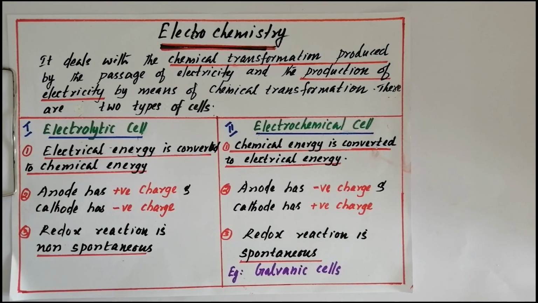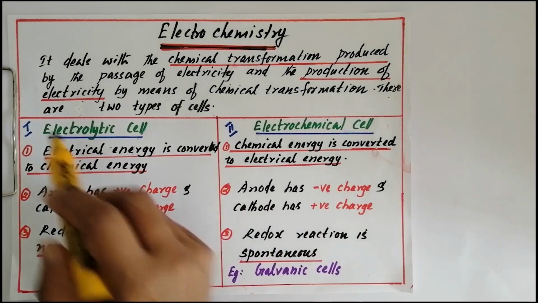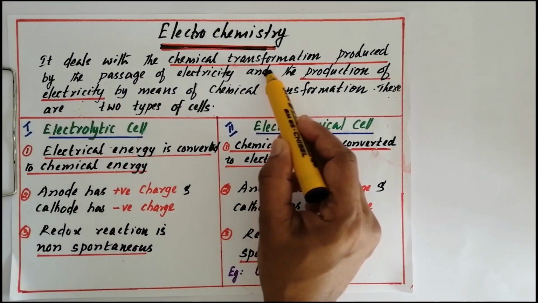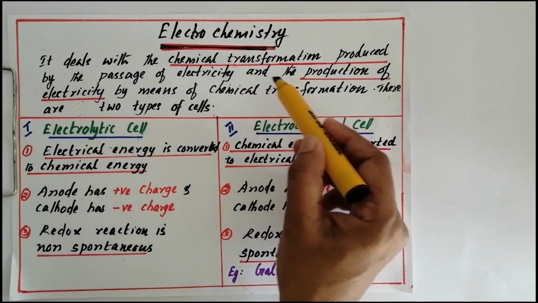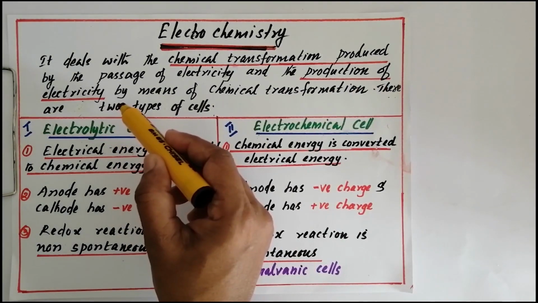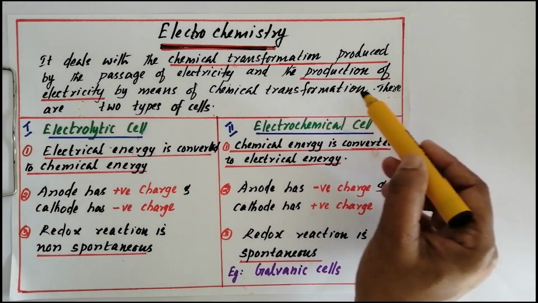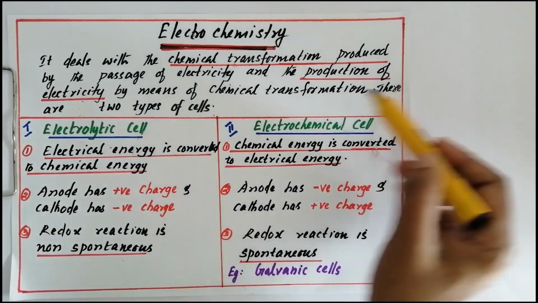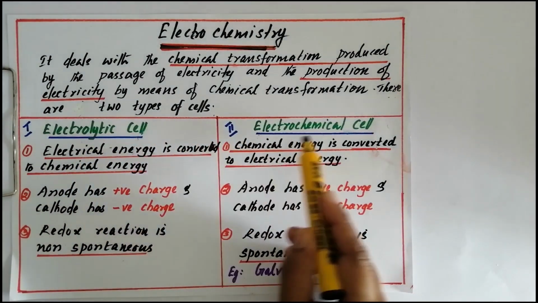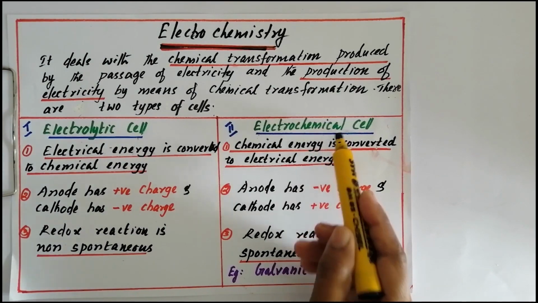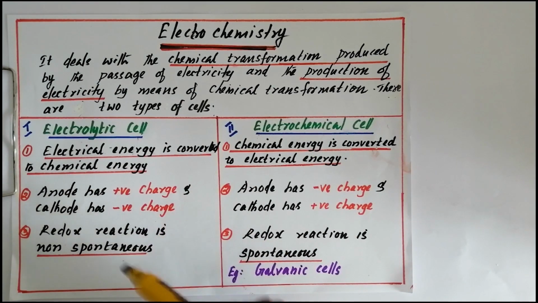In this session, I am discussing the chapter Electrochemistry. Electrochemistry deals with the chemical transformation produced by the passage of electricity and the production of electricity by means of chemical transformation. There are two types of cells. One, electrolytic cell. Two, electrochemical cell. And here, the differences between the electrolytic cell and electrochemical cells are given.